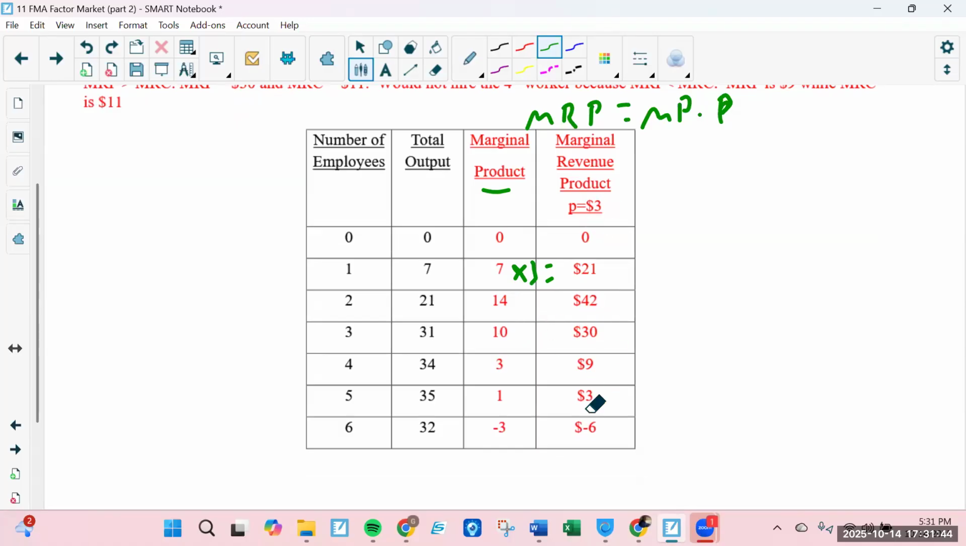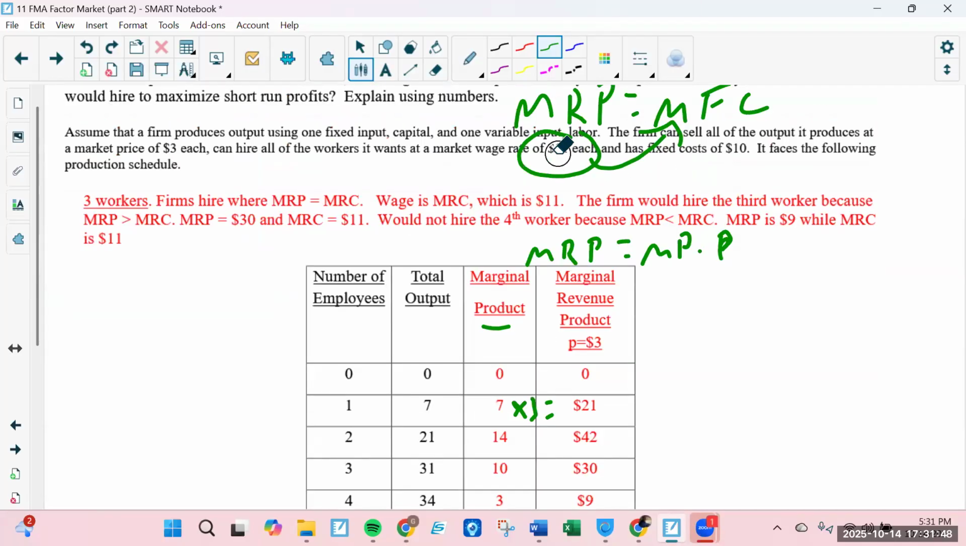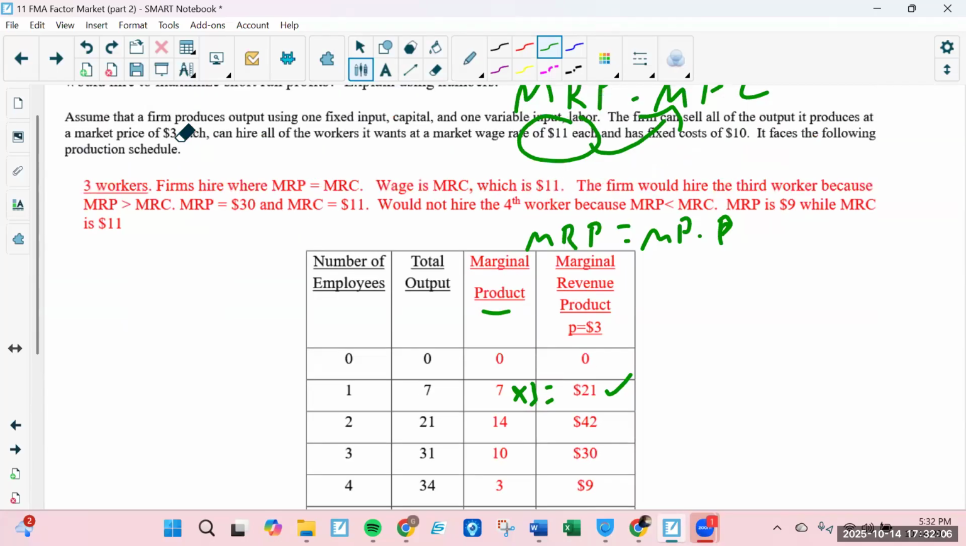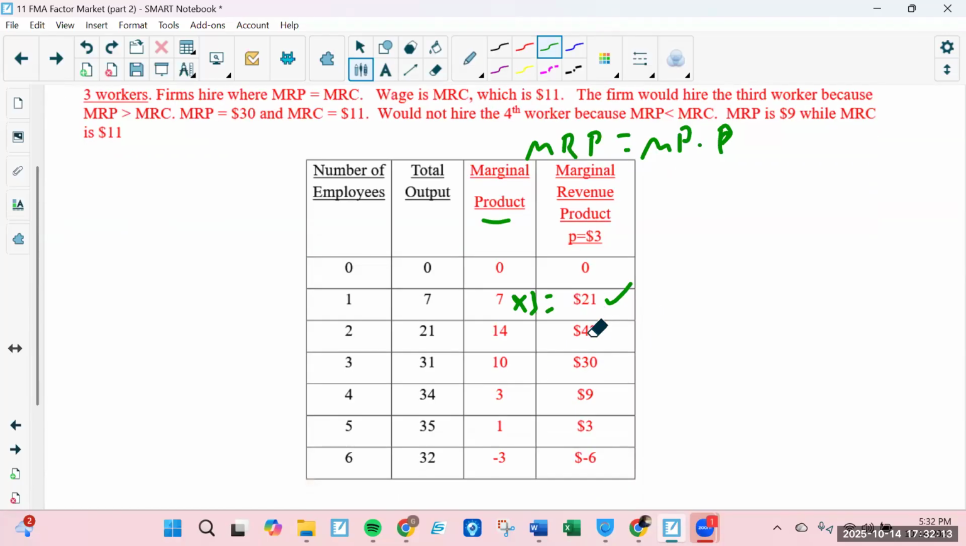So now you calculate the MRP. Now we hire where MRP equals MFC, so you want to go where it's equal to 11. So will we hire the first person? Yes, because they're bringing $21 into the cash register and we're paying them 11. Hire the second person. They bring in 42, we're paying them 11. Hire the third worker. By the way, I said we're selling it for 11. No. You're selling the product for 3. That has nothing to do with it. They're bringing $21 in and we're paying that worker 11.